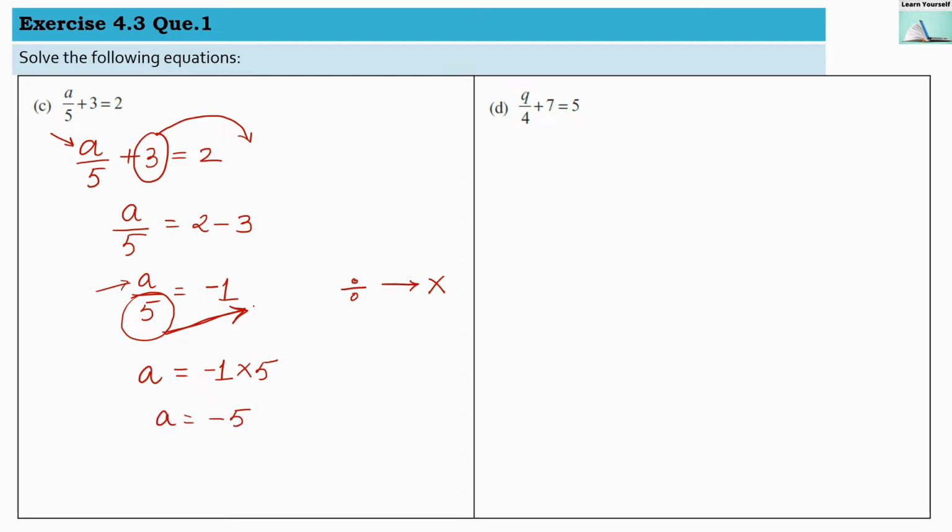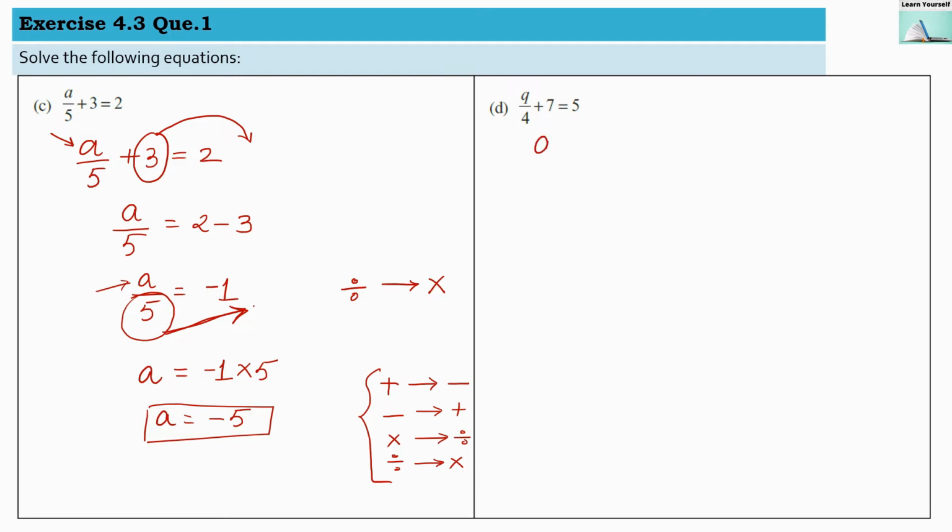So the simple rules, if we remember: a positive number, once it changes the side, will become negative. A negative number will become positive. The number which is in multiplication will go to division, and the number which is in division will go to multiplication. Once you remember this, it is very easy to solve all these equations.